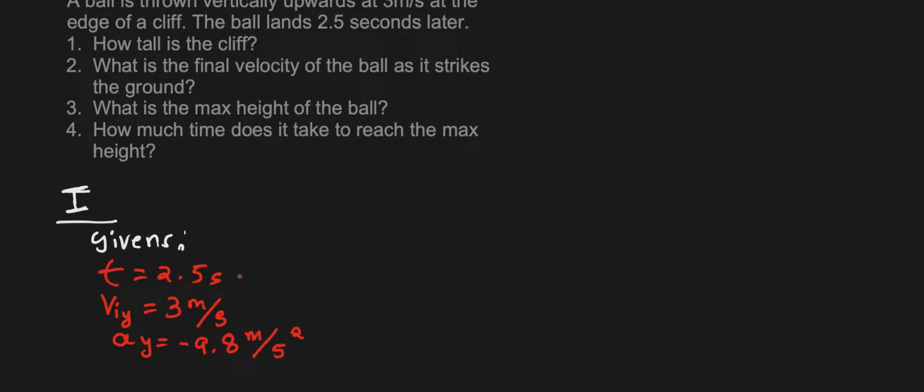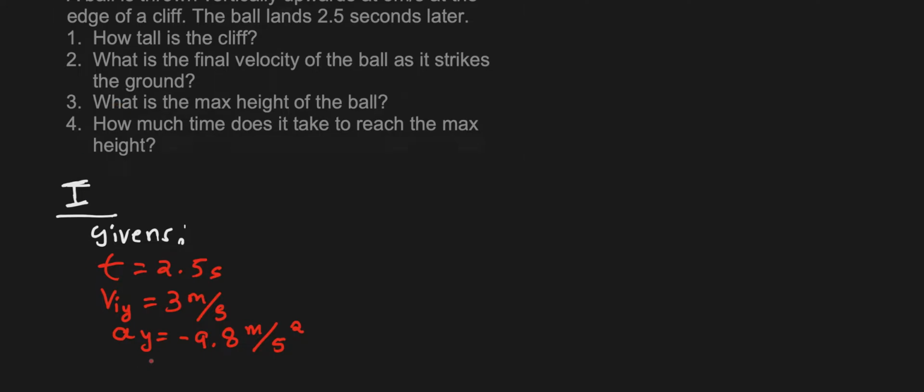Another thing is, since we're looking at the max height, we have to worry about the max stuff as well. So the velocity at the max is just going to be equal to 0 meters per second. I should specify, this is the vertical velocity at the max.